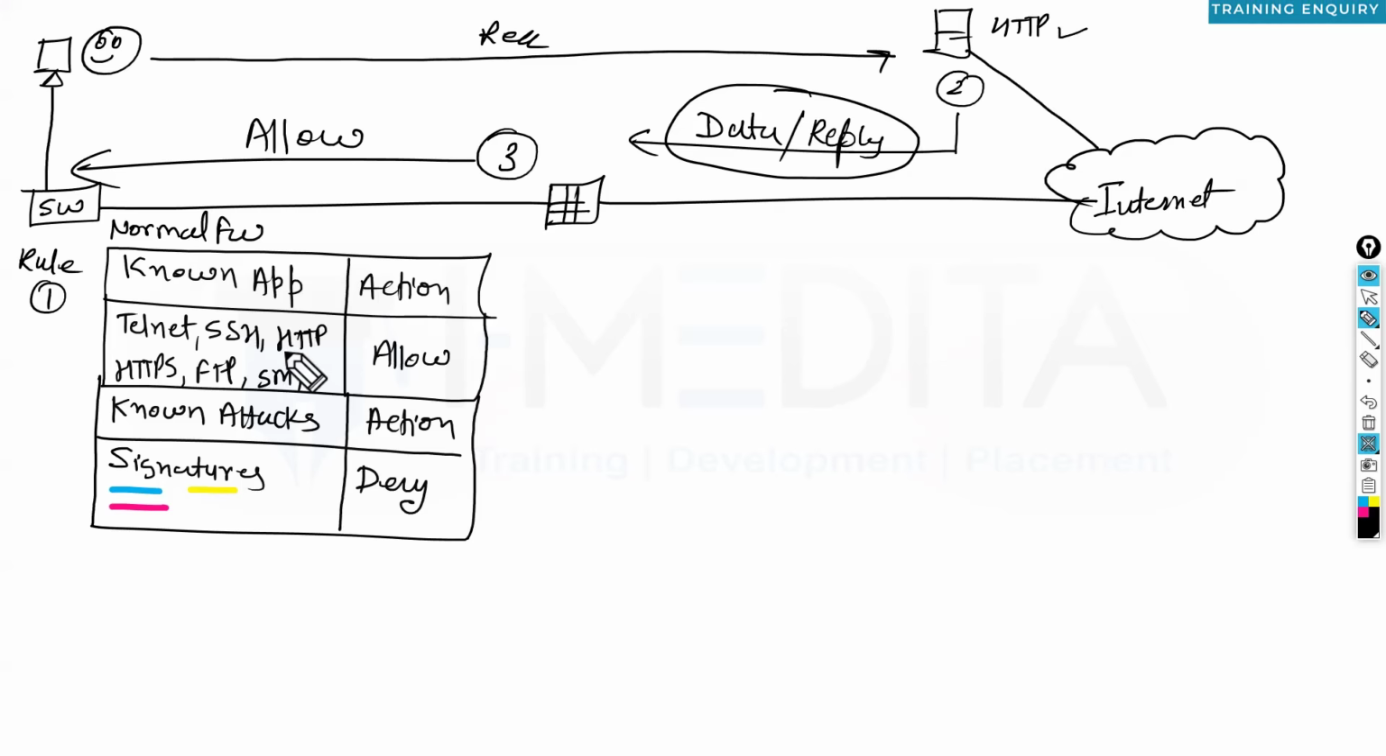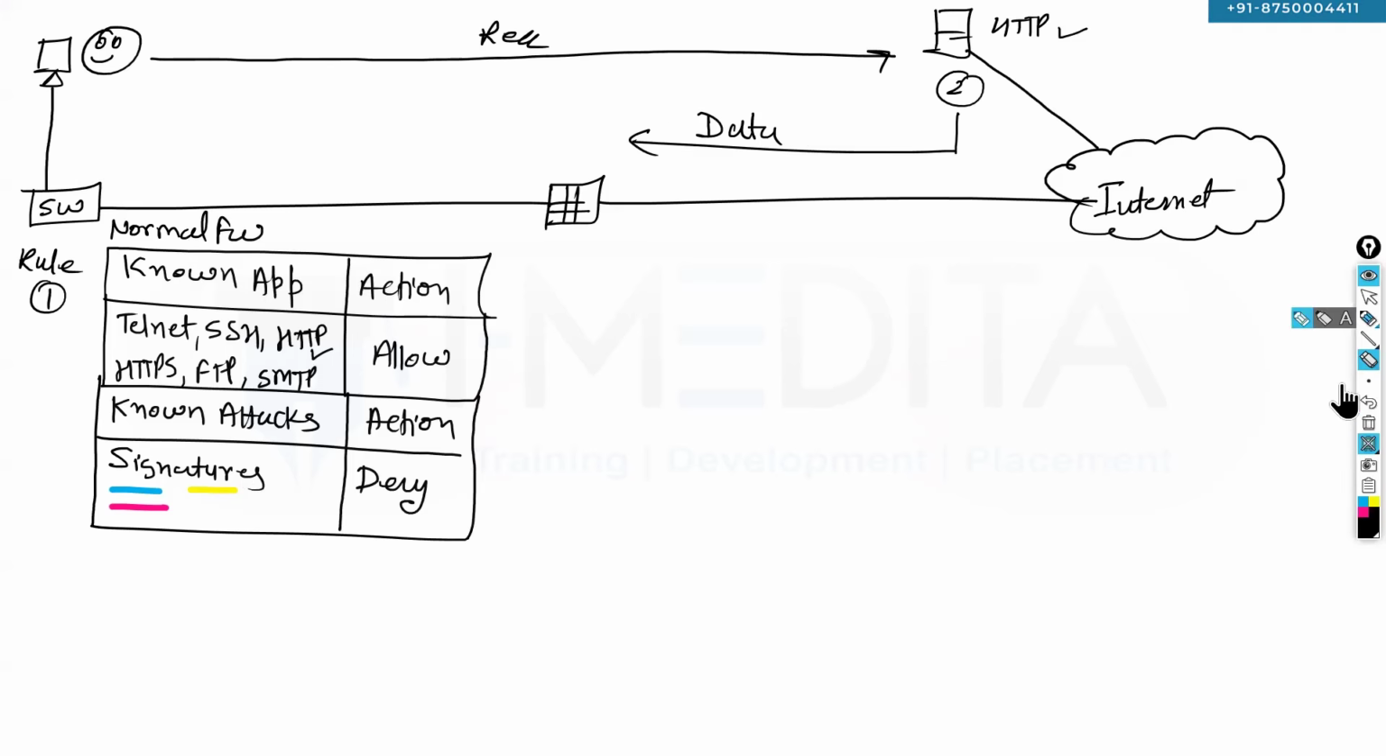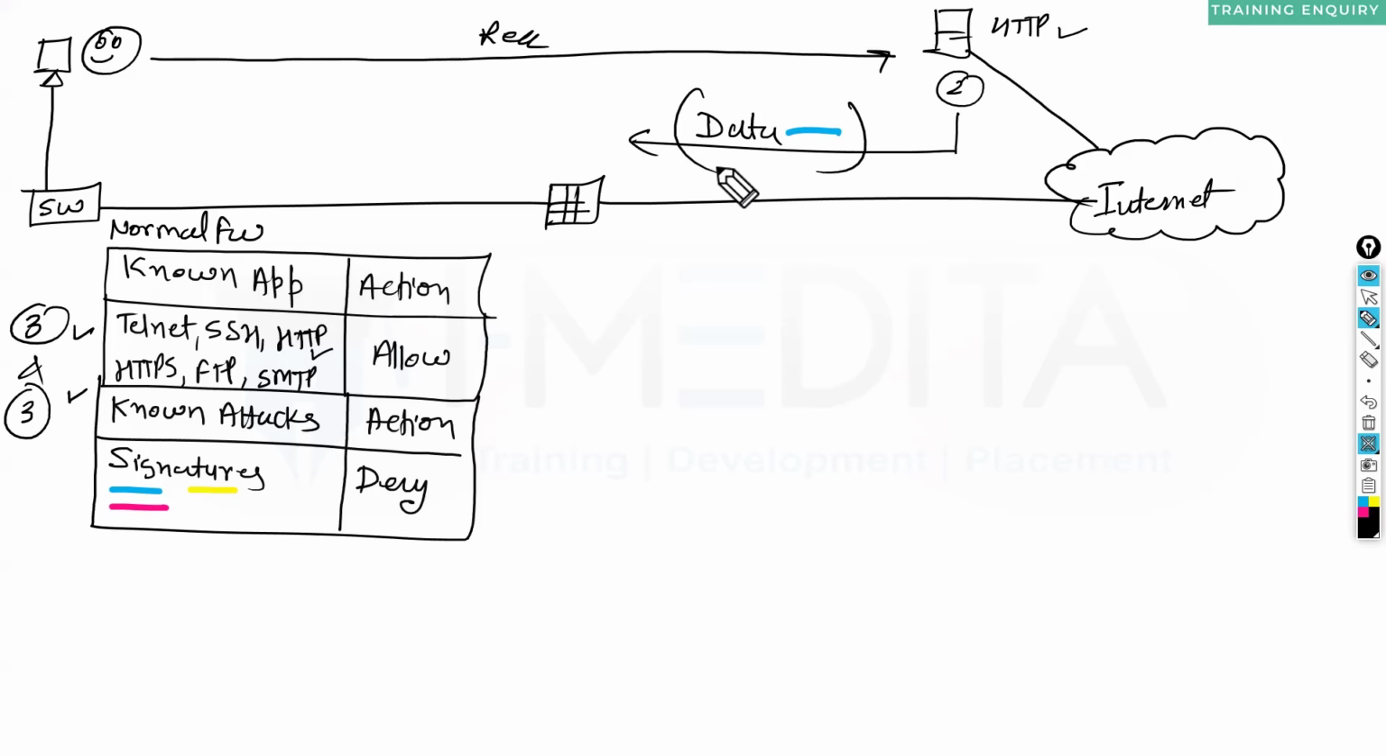Now the reply is matching with a known application, so it will be allowed here. But what will happen if this reply contains any kind of attack? Now this reply or data has some attack, and for attacks we have used signatures here. When the reply or data is coming, the firewall will check here. Third step, it will check known applications and known attacks. Now the data belongs to HTTP, but it contains attack signatures.